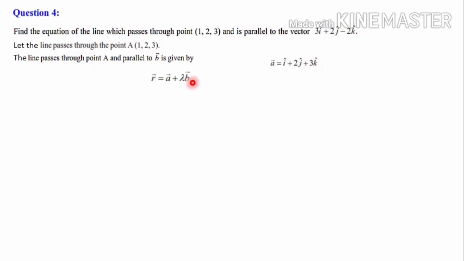And B is the parallel vector. It is given to you here: 3i cap plus 2j cap minus 2k cap. Once you are able to identify vector A and vector B from the given question, your duty is over. So substitute it. Vector R is equal to vector A, which we have written, i cap plus 2j cap plus 3k cap, plus lambda into vector B, which is 3i plus 2j minus 2k. So that's all. This is the answer.